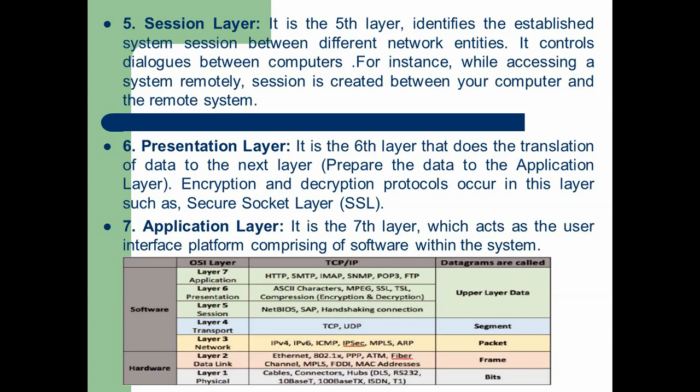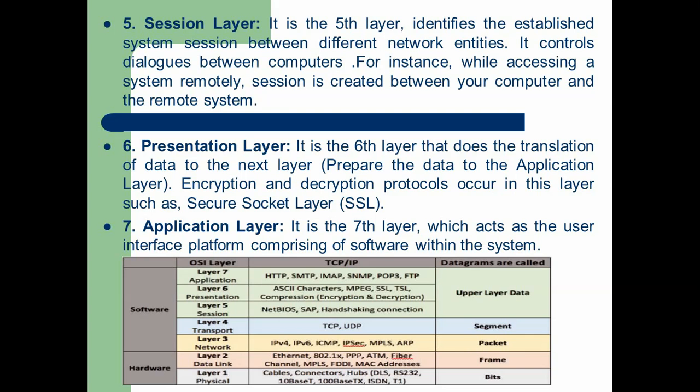Next layer is the presentation layer. It does the translation of data to the next layer, preparing the data for the application layer. Encryption and decryption protocols occur in this layer, such as Secure Socket Layer (SSL). So encryption and decryption are the security checking methods followed in networking. This is the checking and converting of encrypted data into decrypted form through the proper protocols. One of the finest protocols for security is SSL, that is Secure Socket Layer.